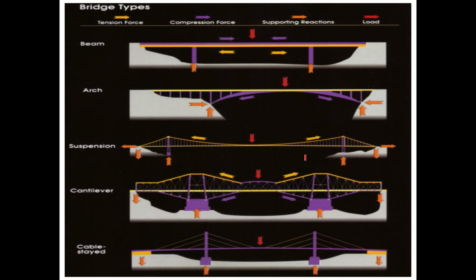There is no compression in suspension bridge, and also there is no compression in this cable straight bridge. It is more or less similar to suspension bridge. The applied load, tension in the cables, the reactions at the towers and at the abutments.